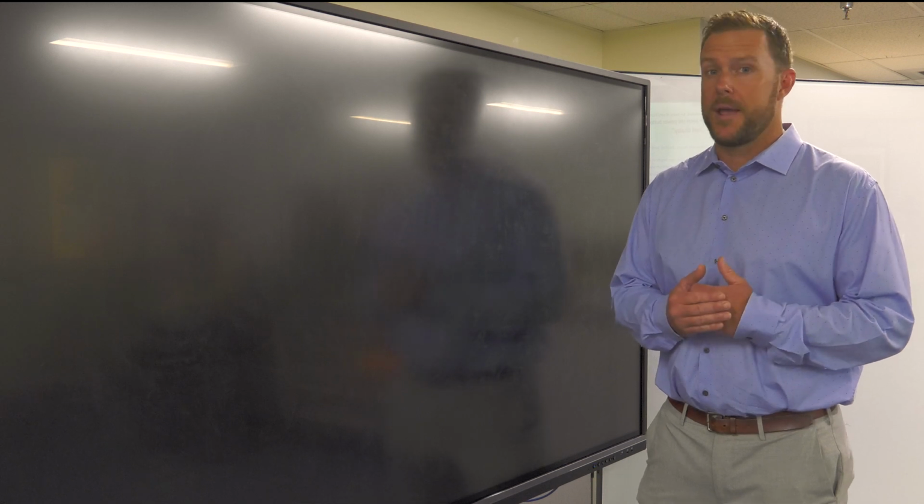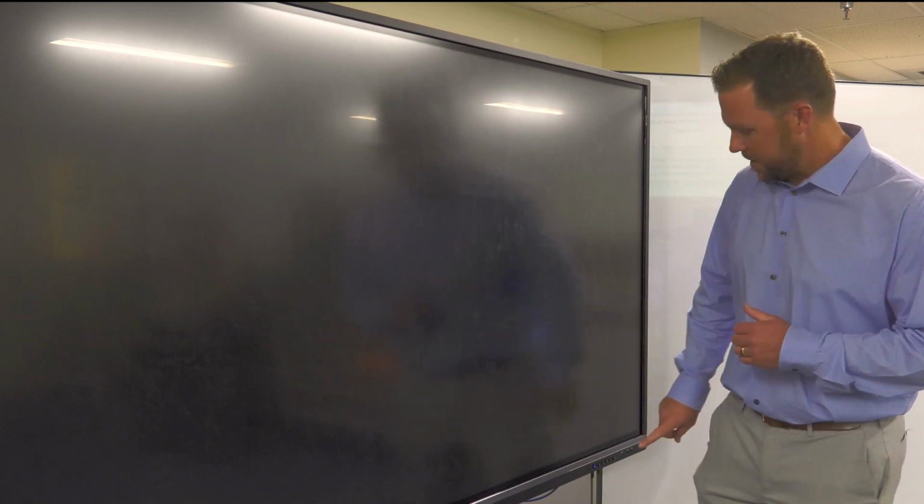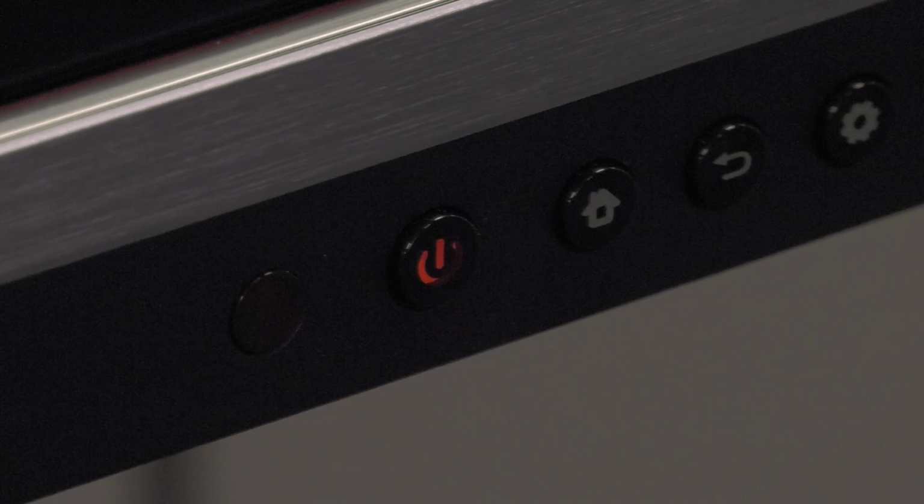After plugging in your Viewboard panel, to turn it on, simply press the power button near the bottom of the front display.